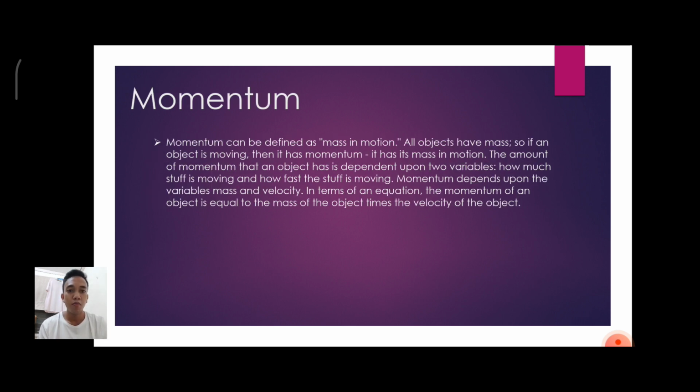Momentum. Momentum can be defined as mass in motion. All objects have mass. So if an object is moving, then it has momentum. It has its mass in motion. The amount of momentum that an object has is dependent upon two variables: how much stuff is moving and how fast the stuff is moving. Momentum depends upon the variables mass and velocity.